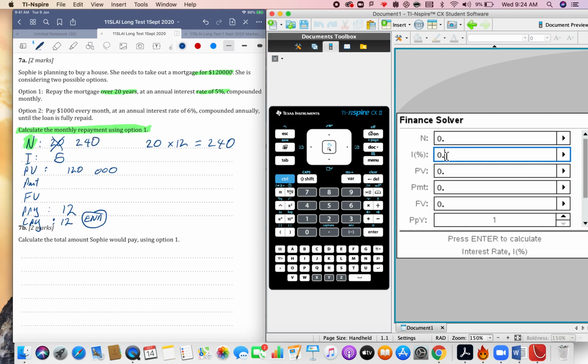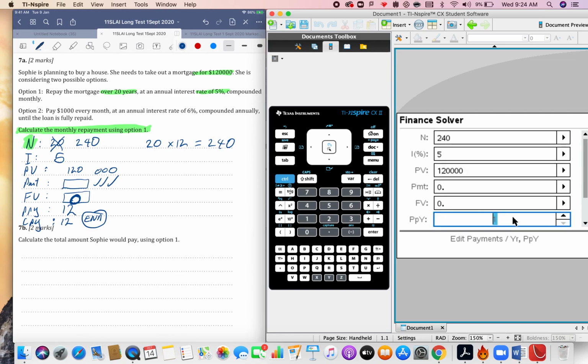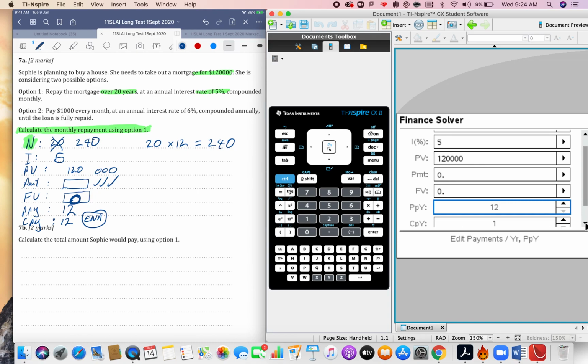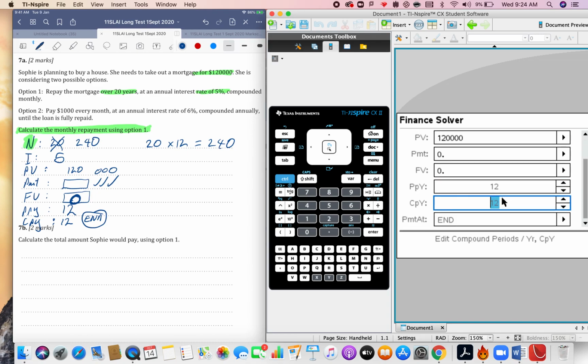We've now only got two things missing, haven't we? We've got PMT and FV. If this is a loan, the future value needs to be 0. We want to have paid it all back. So we're solving for payment here. Let's type all those in. N is 240, I is 5. Present value is the amount of the loan, 120,000. Future value is 0. Payments per year is 12, and compounding periods is 12. And end, and then we solve for payment.